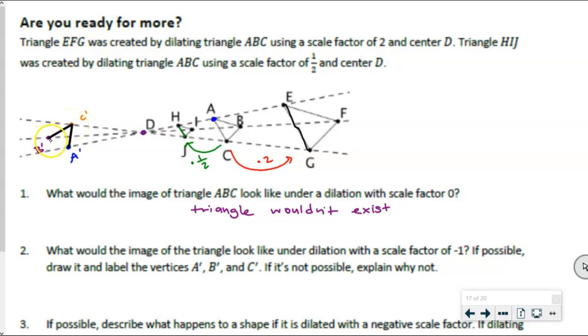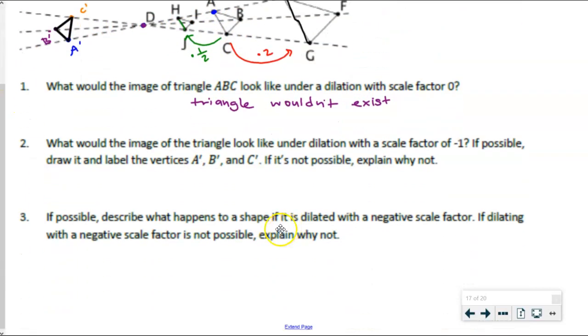And notice what happened. Oh, this is not a very good drawing of it. I'm going to make some adjustments here. That's a little bit better. That triangle flipped upside down. What was A on the top is now A prime on the bottom because I just followed that same line. And what was C on the bottom is now C prime on the top because I just followed that same line going backwards into the negative area. All right, that's enough for that.